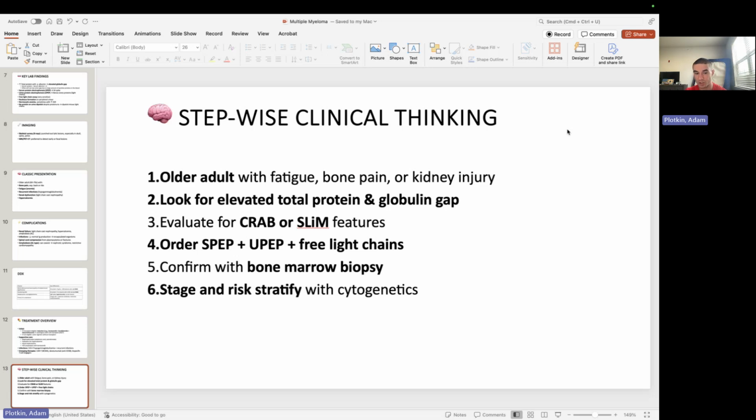with immunofixation, right? If those come back with a positive M spike, now we can confirm with the bone marrow biopsy. If they have over 10% plasma cells with positive IgG, we're thinking multiple myeloma. If it's IgM, we can think about Waldenstrom. And then we can stage and risk stratify with cytogenetics to determine which type of treatment and monitoring we need.